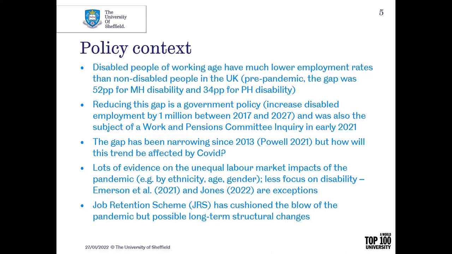Now, clearly there's been a lot of research on the labour market effects of the pandemic and the fact that it has affected different groups unequally. And much of the evidence has been based on things like ethnicity, age, and gender. There's significantly less been written about how disabled people have been affected, although Emerson et al. 2021 and Jones 2022 are exceptions. And as I said before, the job retention scheme has cushioned the blow of the pandemic, but the fact that some people have been more affected, have had their jobs restricted, may have possible long-term effects.